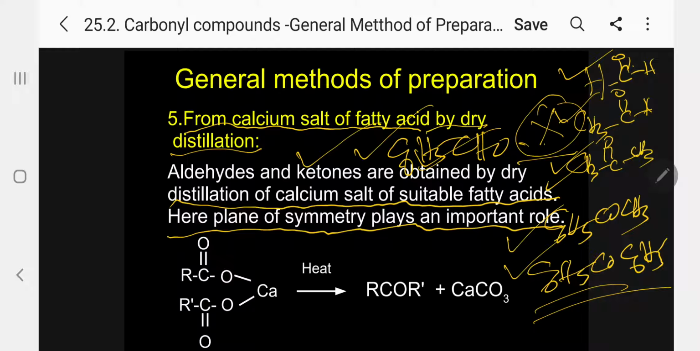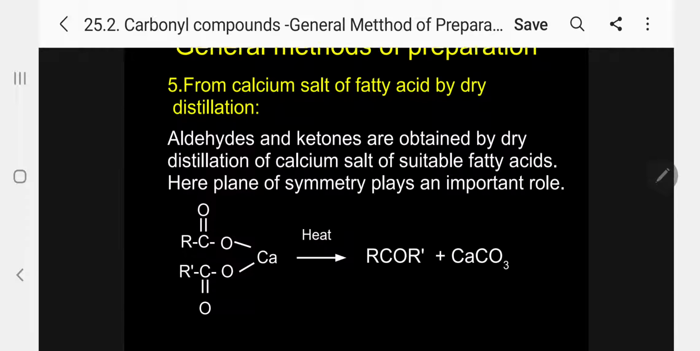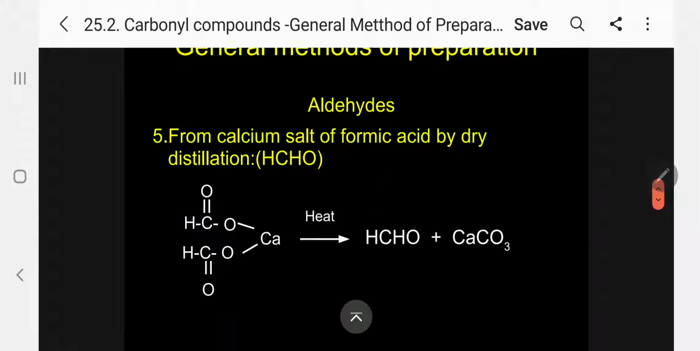Kindly follow. This is the general formula I am writing here: RCOO, Ca, OOCR', which on dry distillation eliminates calcium carbonate. What is happening? The corresponding aldehyde or ketone is formed: RCOR'. Please follow. R' equal to H gives formaldehyde, like that. Kindly follow. So now let me take as usual.